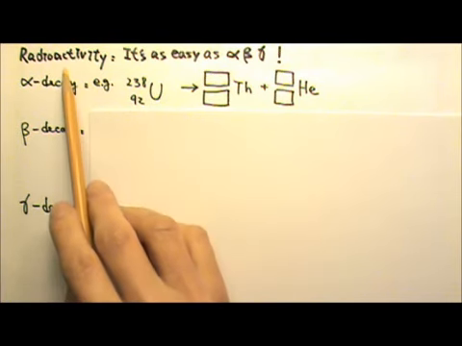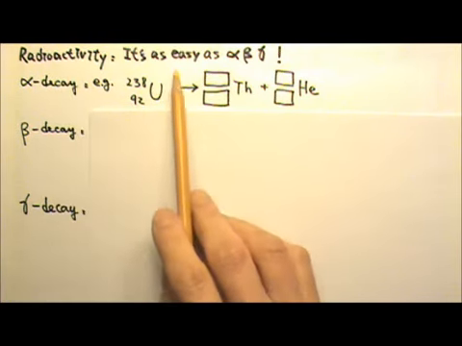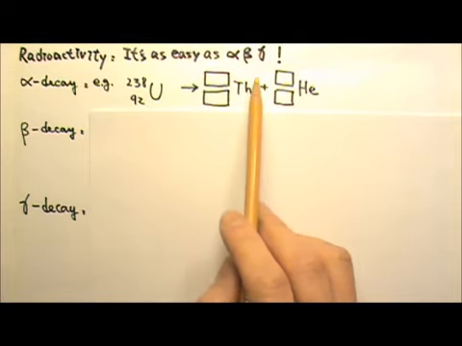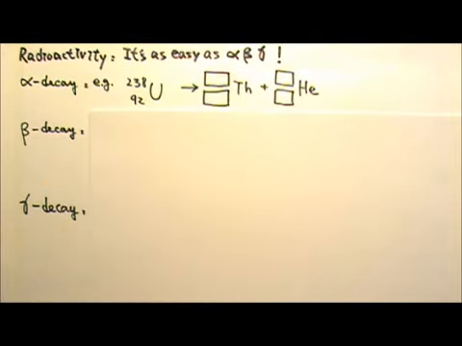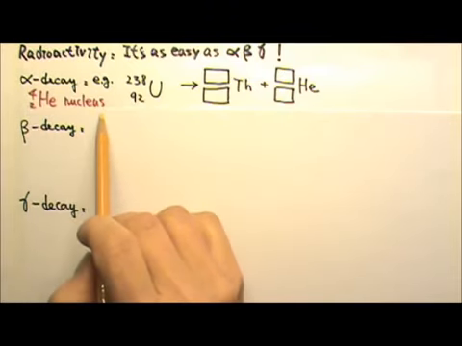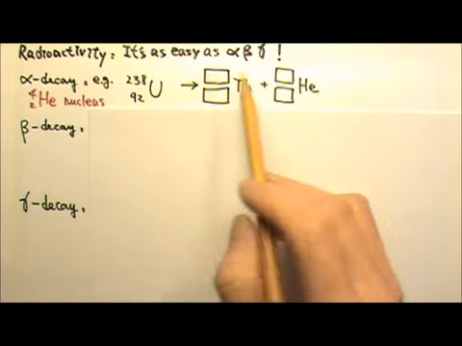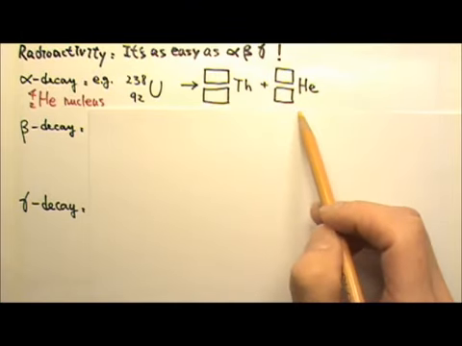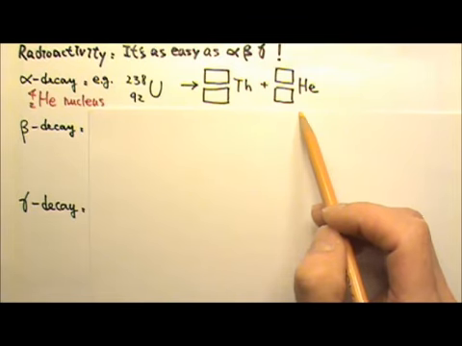Now let's look at radioactivity. It is as easy as alpha, beta, gamma. Let's start with the alpha decay. An alpha particle is a helium-4 2 nucleus. You do need to know this, so you can fill in these numbers and balance this type of nuclear equations. Now see if you can balance this equation.